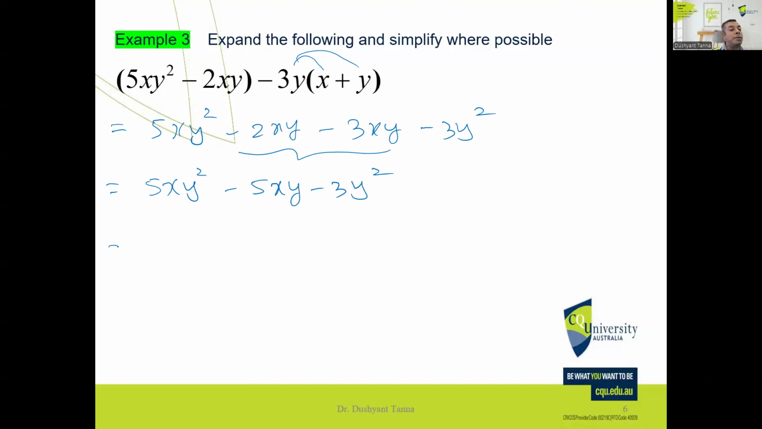If you want, you can take y outside: y times 5xy minus 5x minus 3y. Both of them are accepted answers. You could write one or the other. The last one is preferred, but it's up to you.